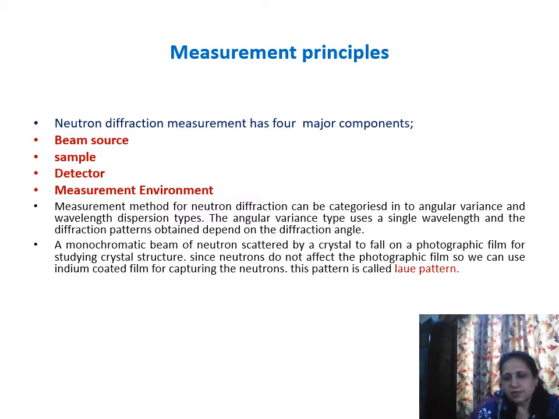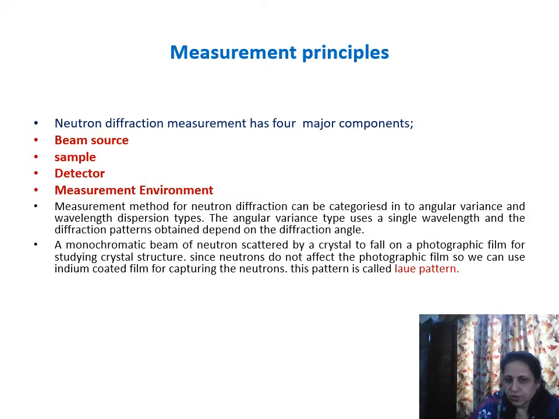Let us see the measurement principles. Neutron diffraction measurement has four major components: beam sources for neutrons, sample, detector, and measurement environment. Measurement methods for neutron diffraction can be categorized into angular variance and wavelength dispersion types. The angular variance type uses a single wavelength, and the diffraction pattern obtained depends on the diffraction angle.